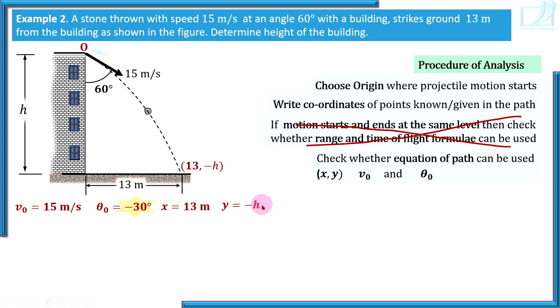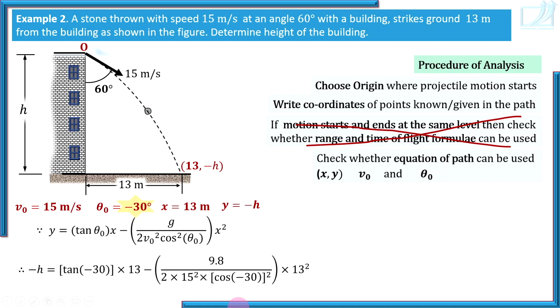So it is an equation of path problem, a one-step problem again. Just put the values and get the answer. Y coordinate minus h, tan of minus 30, theta 0 is minus 30. X coordinate is 13, g is 9.8, 2 into 15 squared, that is V0, the magnitude of initial velocity, cos of minus 30 squared into 13 squared. So take a pause and do this calculation. Practice is important, and you will get the answer.